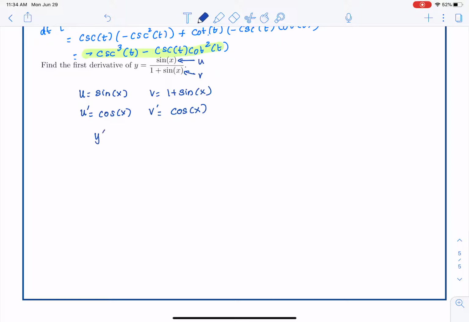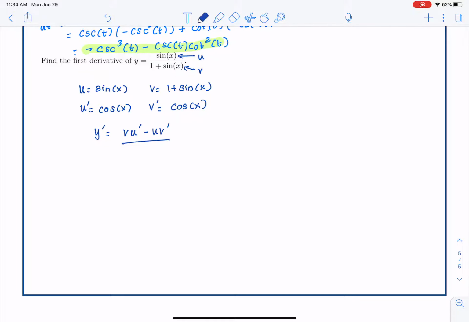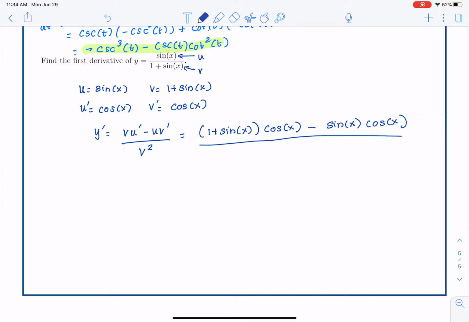So y prime is v u prime minus u v prime divided by v squared. V is 1 plus sine x. U prime is cosine x. U is sine x, and v prime is cosine x, divided by v squared, which is 1 plus sine x squared.